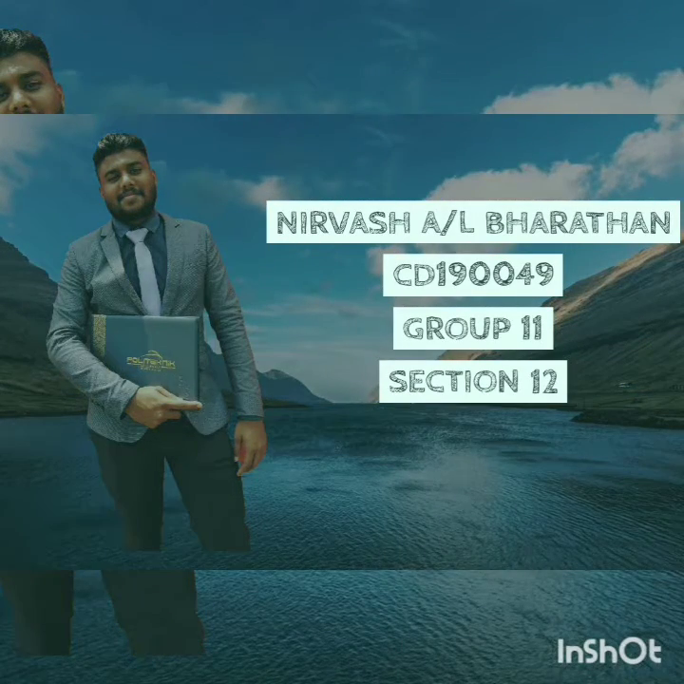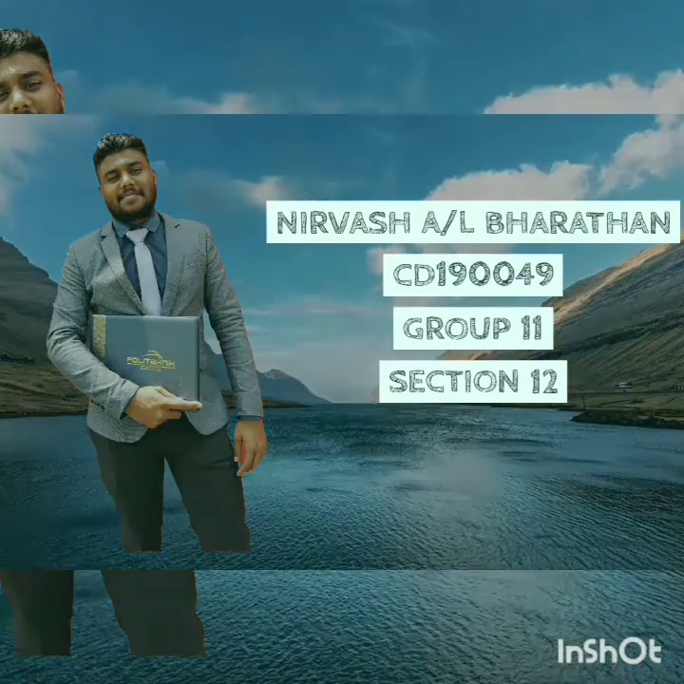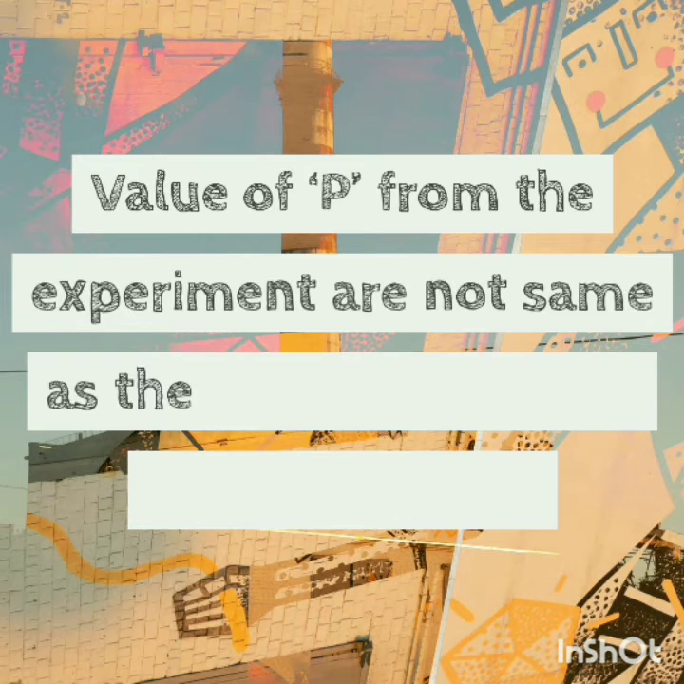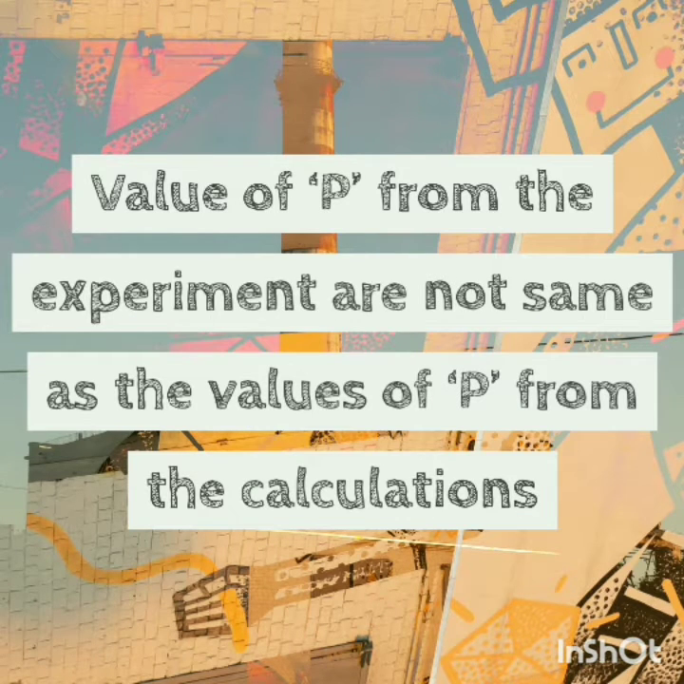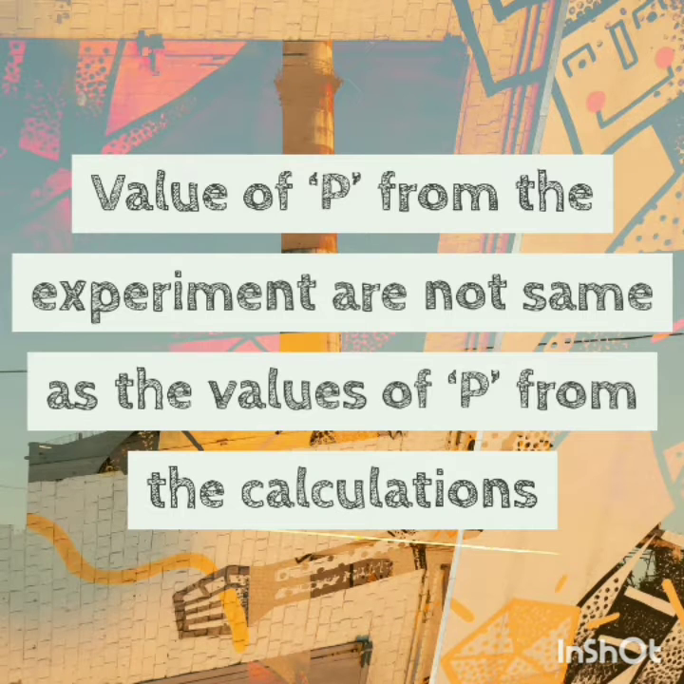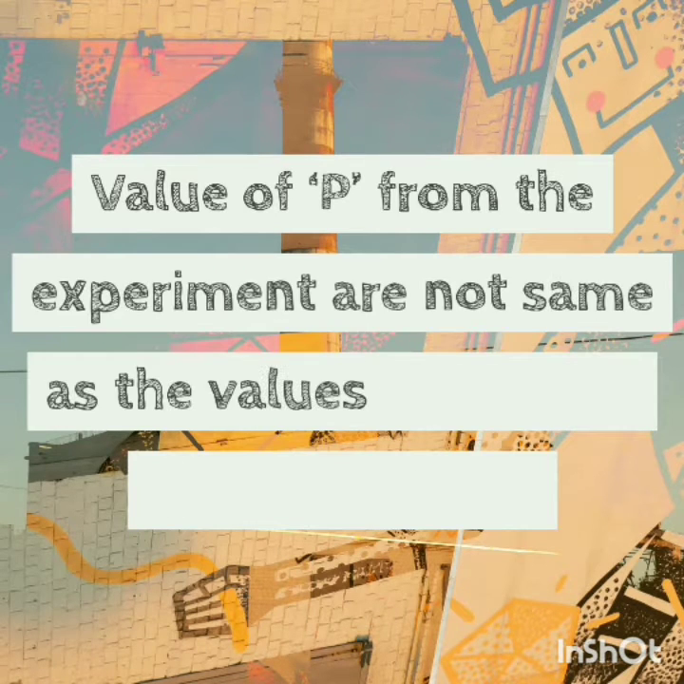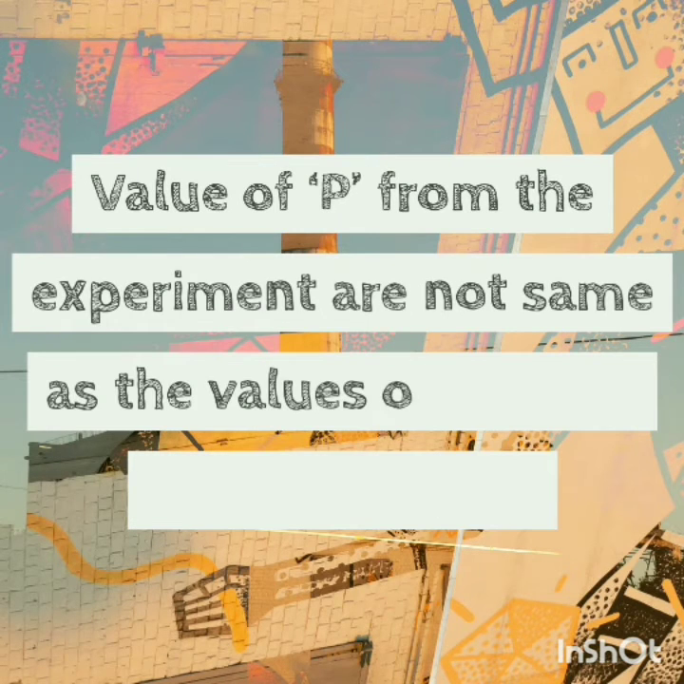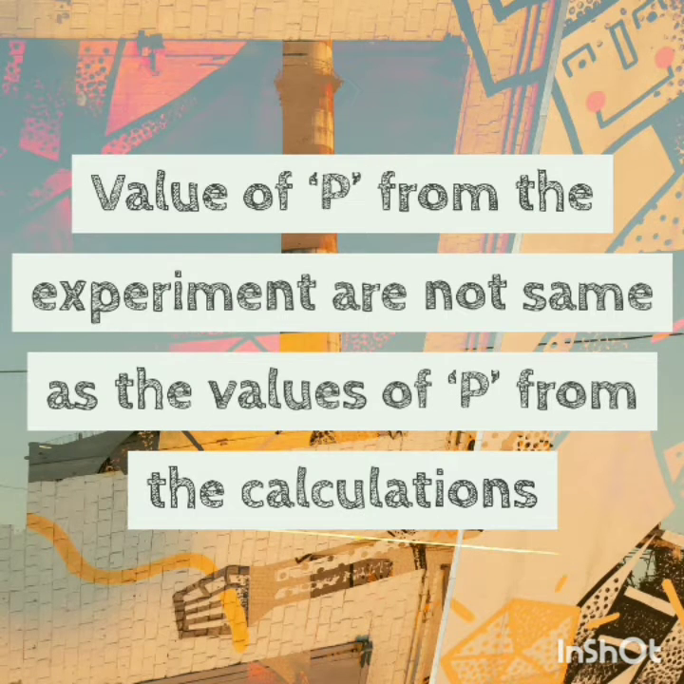I'm going to explain the discussion of the experiment of friction on the inclined plane. The values of P obtained by the experiment are not accurately identical to the values of the calculation. The values of P from the experiment are not the same as the values of P from the calculation, which is caused by various reasons.